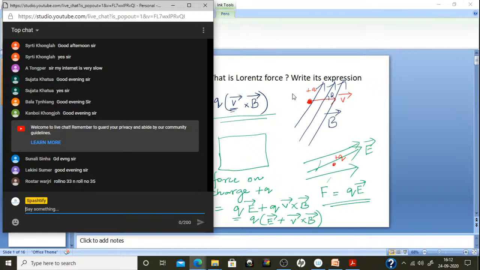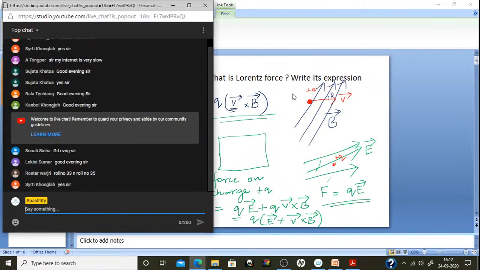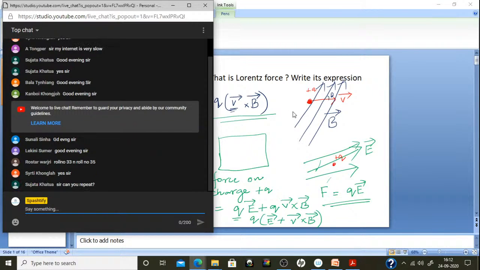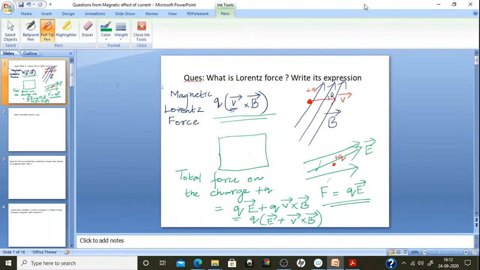Is it clear so far? Is it clear to everyone? Any doubts? What is Lorentz force? Is it clear? Okay, so again I will repeat.